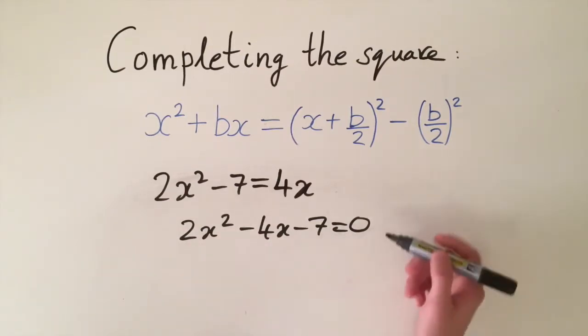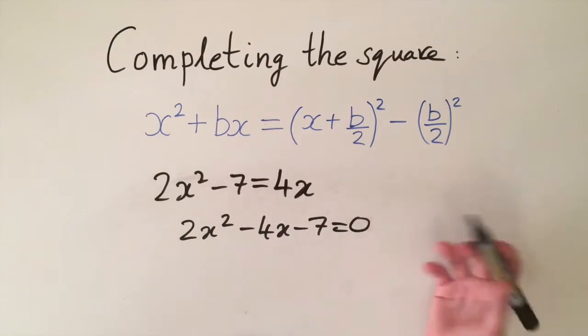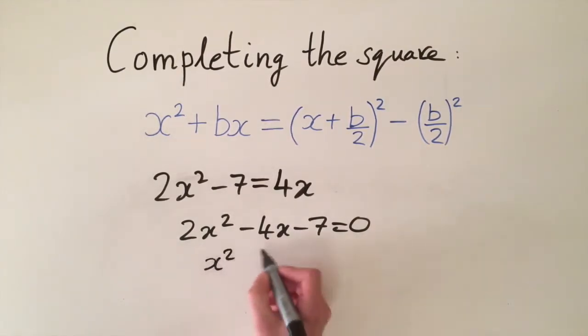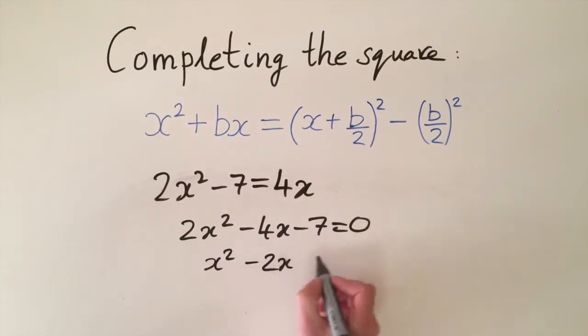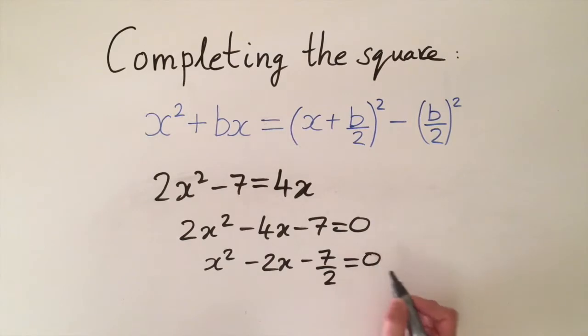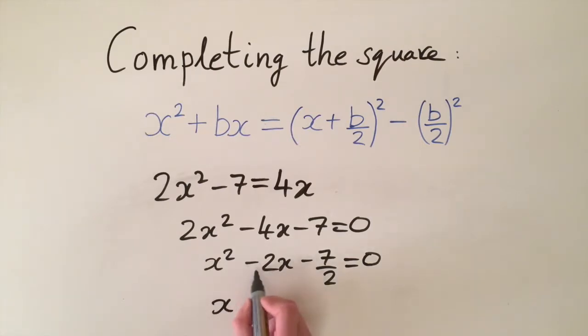And we can do this because the right hand side is equal to 0. 0 divided by 2 is just 0. So if we divide by 2, we'll get x squared minus 2x minus 7 over 2. And this equals 0 still. And now we've got this in a form where we can complete the square. So we just write down x, and half of the x coefficient. So minus 2 divided by 2 is minus 1. So this becomes minus 1.